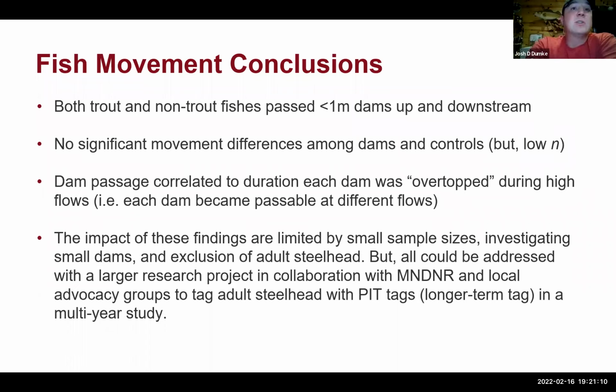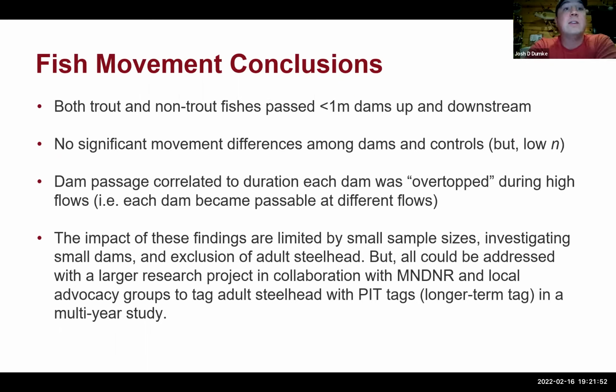Dam passage is correlated to the duration each dam was overtopped during high flows. In other words, one of the most important things that we learned here was that each dam became passable at different flows. So it's really very unique that every type of dam may have a different type of passability for fish. The impacts of these findings are limited by small sample sizes, investigating only small dams. Again, we don't have any data on how fish pass a 4 or 5 foot high dam, or whether there's a threshold where a certain height of a dam just becomes a total fish barrier.